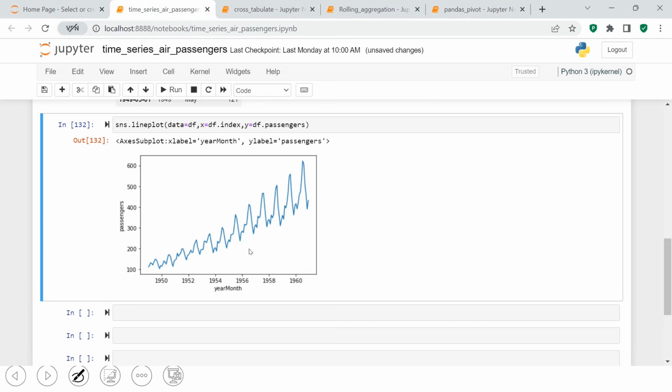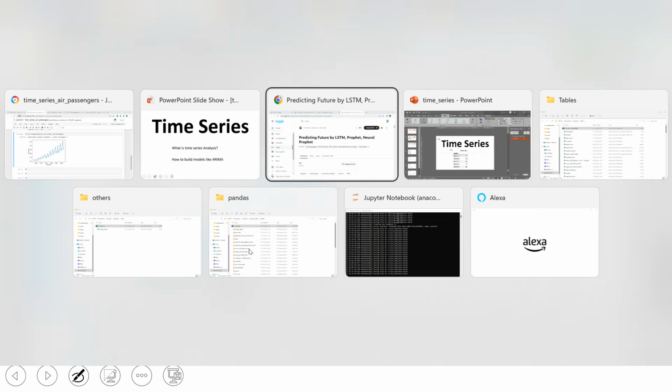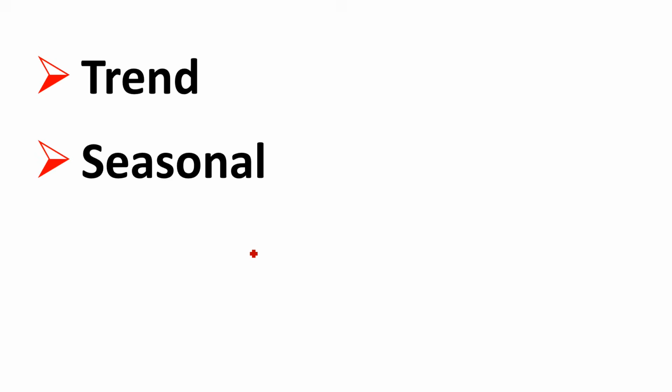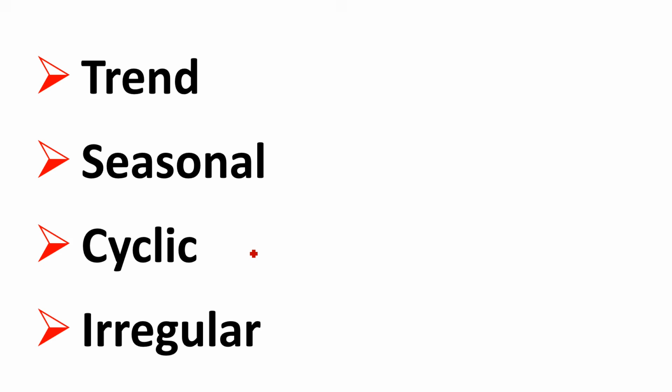So in time series, usually whatever patterns that we get are classified in 4 categories. What are those 4 categories? Let me take you over here and try to help you understand. Those 4 categories are trend, which we just saw, then seasonal, which was also combined with the trend, then cyclic, and then irregularities. Let's try to understand one by one.